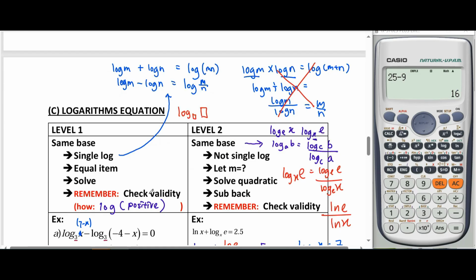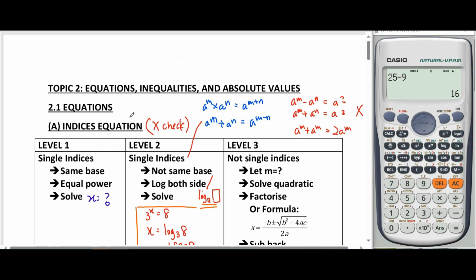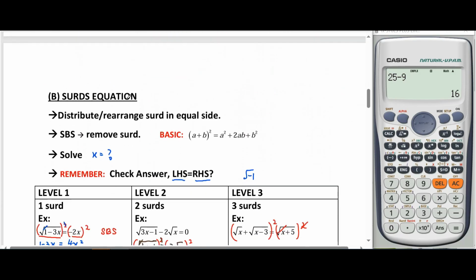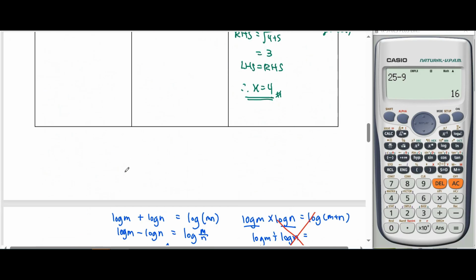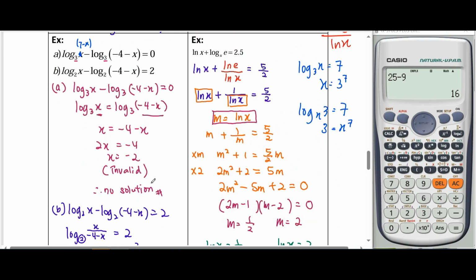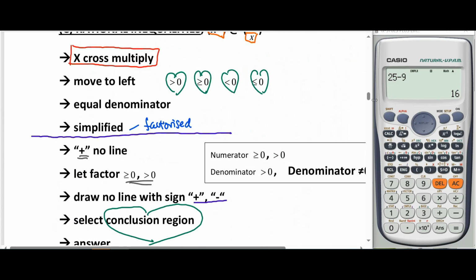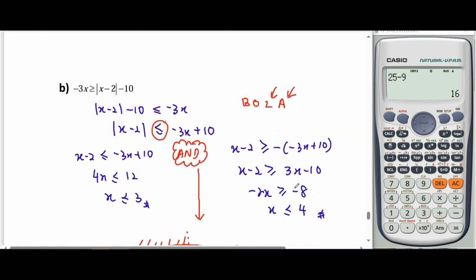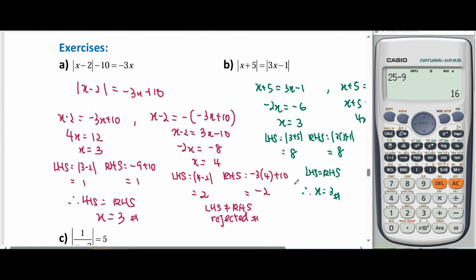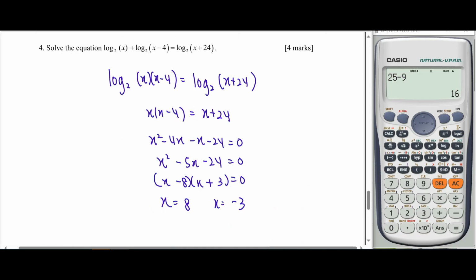And what is that? Continue. You remember you need to check your answer. So in topic 2, indices, no need to check the answer. Surds, yes, you need to check left hand side, right hand side. Log, you need to check the answer. You also need to check your modulus equation. If you come to inequalities and absolute values, you need to check your answer in your equation. Don't forget, check your answer for modulus equations. So all the equations need checking, except indices.